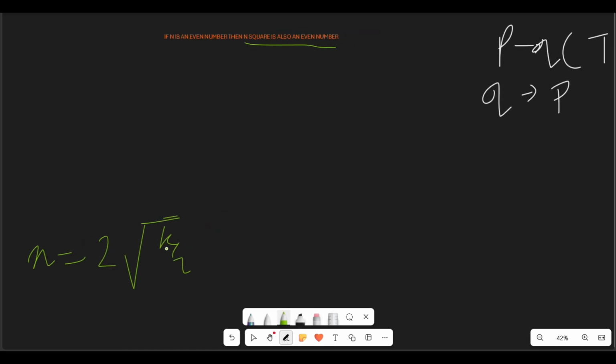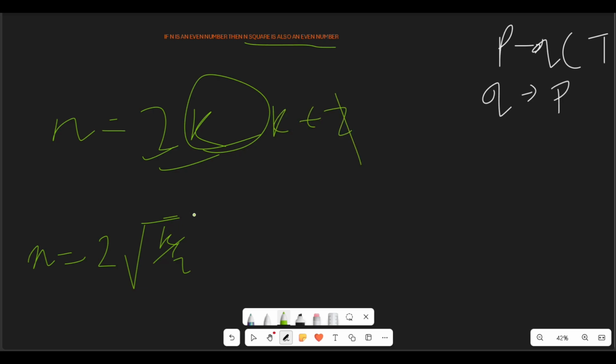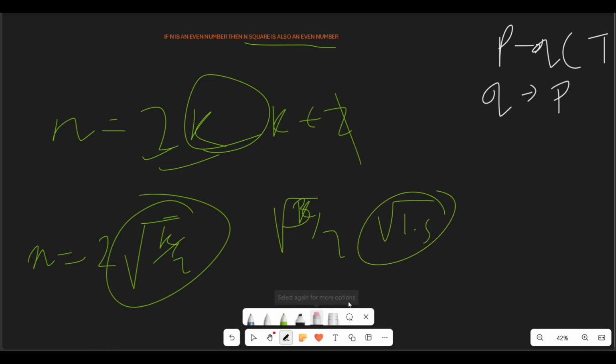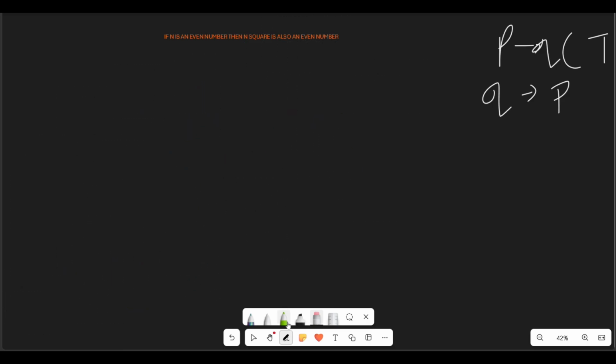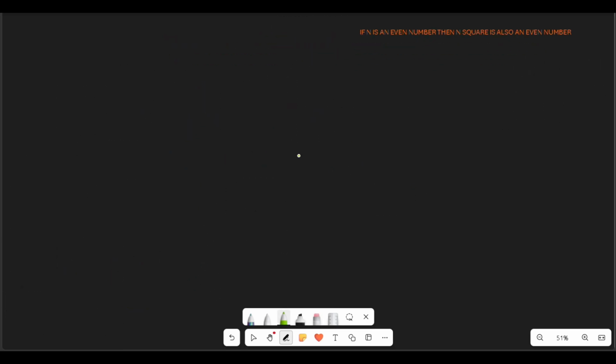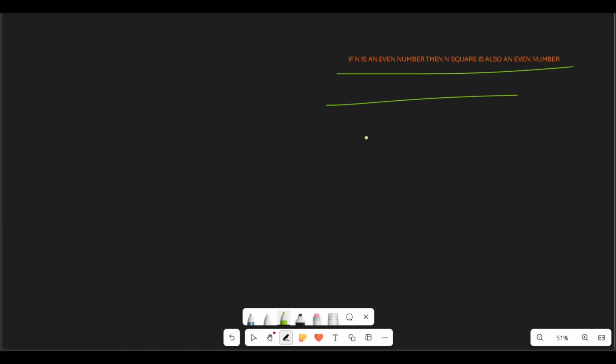What do we have here? Root of k by 2. Well, we needed n equals 2k form. We have the 2, but we have root of k by 2 here, and k belongs to integers. And is this an integer? Well, let's look at this root of k by 2. If we put k equal to 3, that's the root of 1.5, and I don't even know what that is. But I definitely know it's not an integer. So I just block it. I didn't care about it.